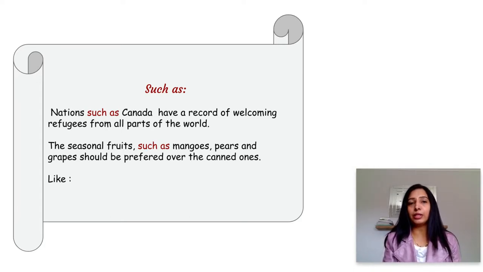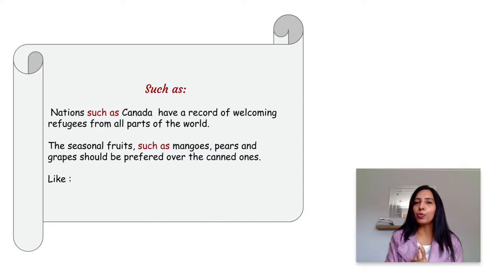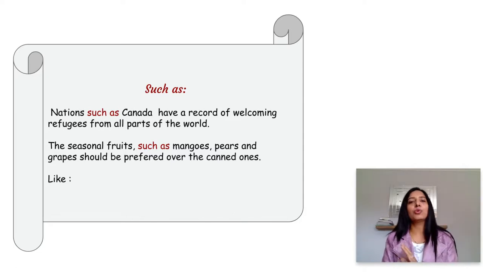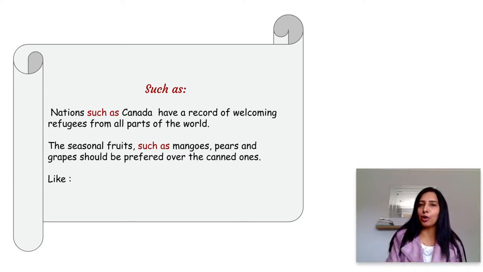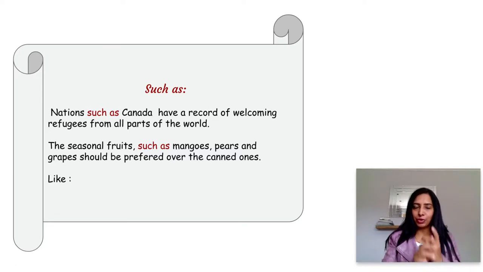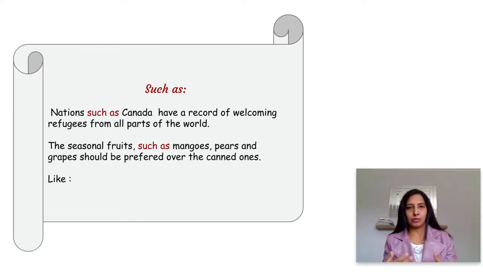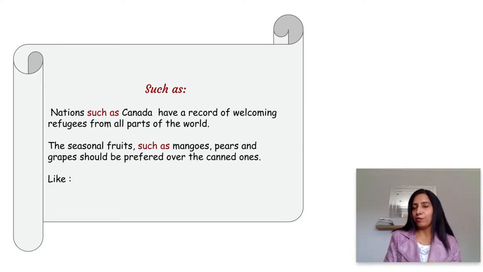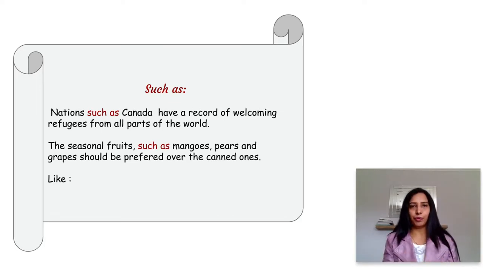But take care of one thing, that when you are giving just one example after such as, you do not have to put any comma. But if you have to state more than one example, like mangoes, pears, and grapes, you have to put a comma before such as. All right. Next is like. Like and such as can be used interchangeably. Okay. But like is more informal and such as is a more formal word.